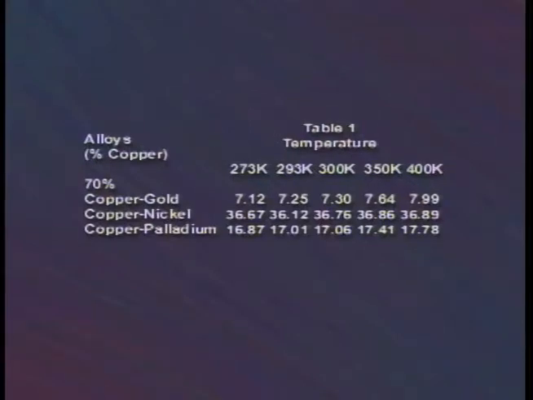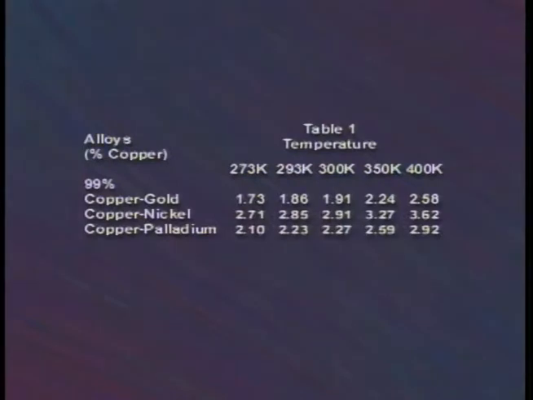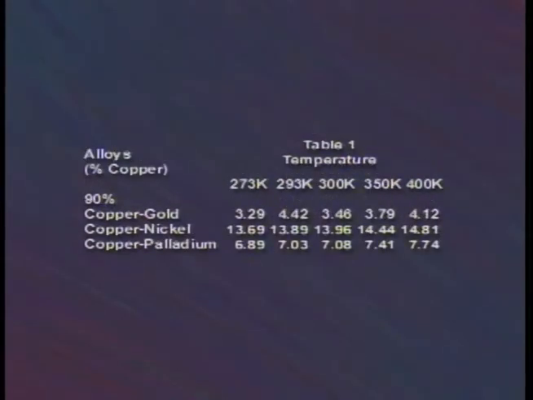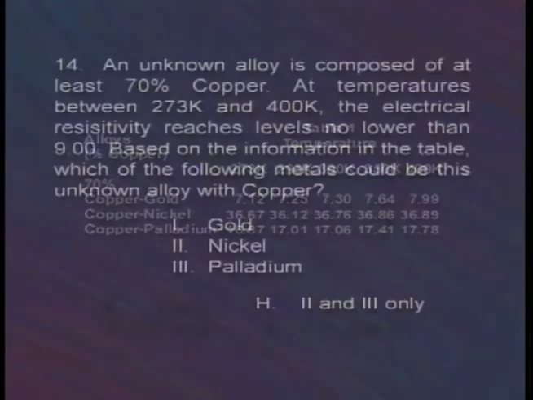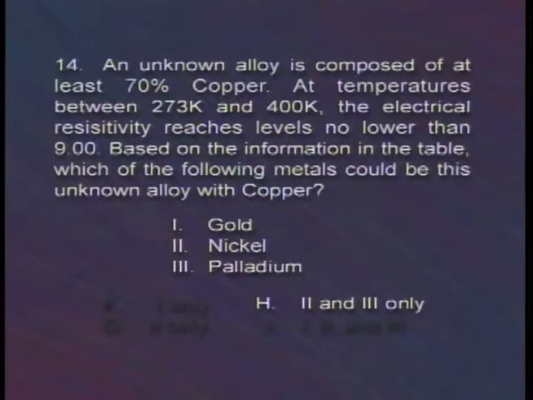How about an alloy with palladium? The values for palladium range from 2.10 to 17.78. So the unknown alloy could also be palladium. The best answer is H. Nickel and palladium could be the unknown alloy based on the information in this table.